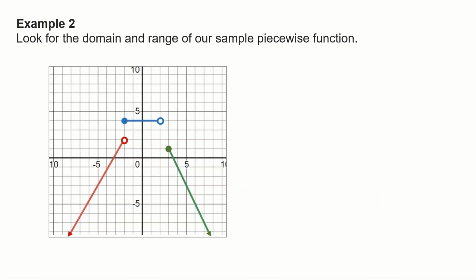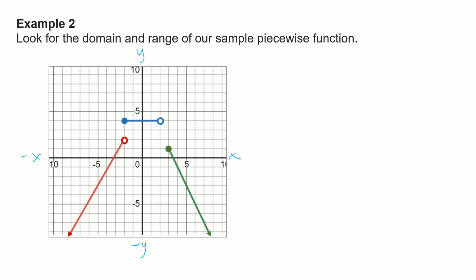Okay, so example number 2. Look at the graph. We look for the domain and range of our sample piecewise function. For the domain, we begin from this side. This is our negative x, this is our positive x, this is positive y, and this is negative y. We have 3 graphs.